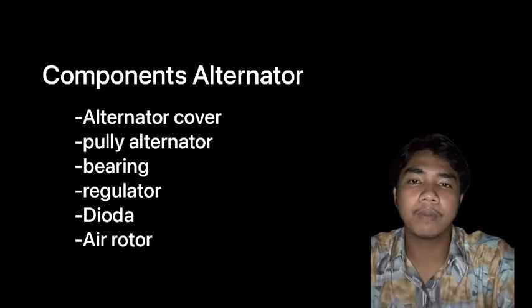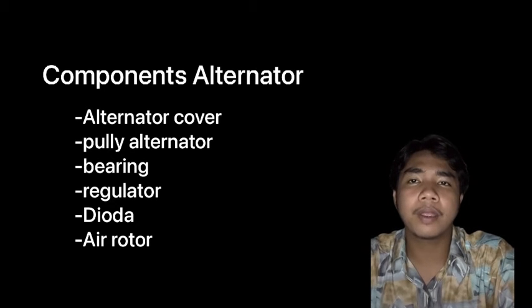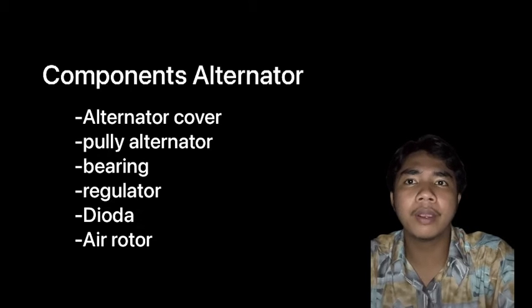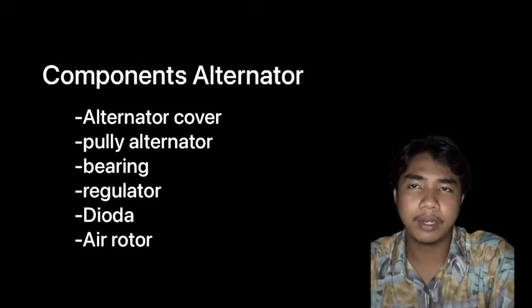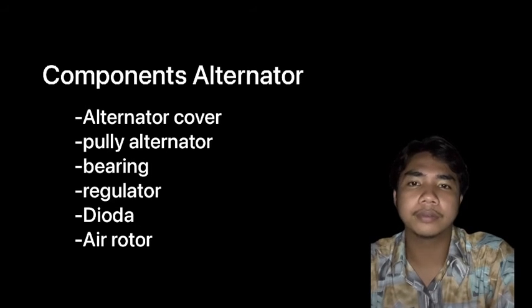Component number 2, pulley alternator. This tool looks like a wheel. That wheel is connected to the belt, which causes the pulley to rotate and rotate the rotor coil inside. Number 3, bearing. This is the fulcrum for the ends of the rotor coil to rotate. This bearing also has more than one.